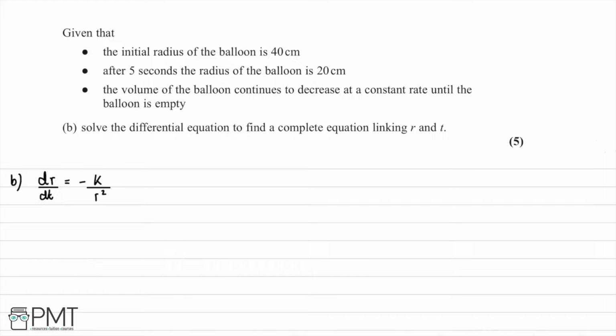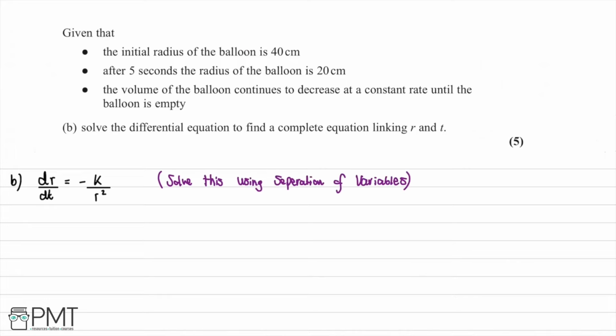So we know we want to find an equation linking r and t, and we can do this by solving the differential equation we got in part A. So that was dr by dt, and we know that we can use this to get an expression of r in terms of t. So the first step here is going to be to use the technique separation of variables. So this means we'll just write this in here. So we will solve this using separation of variables.